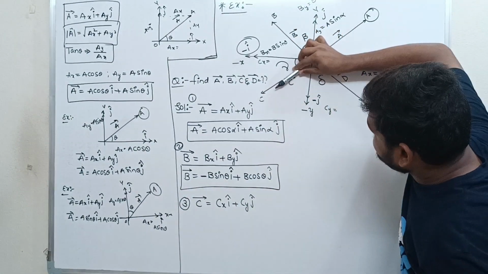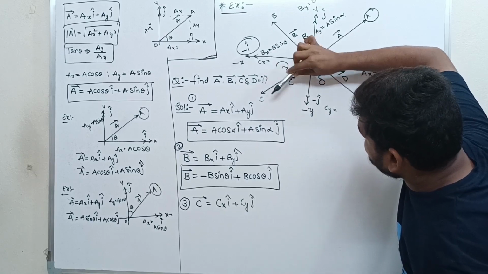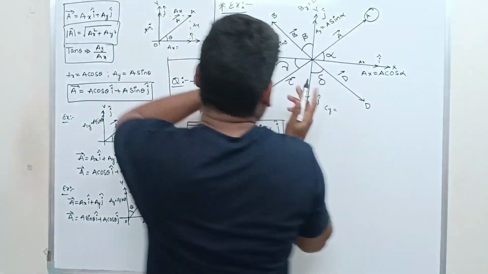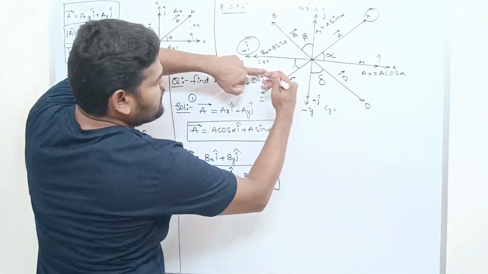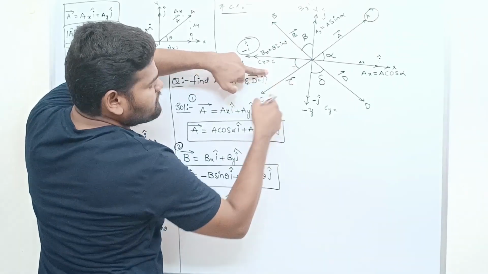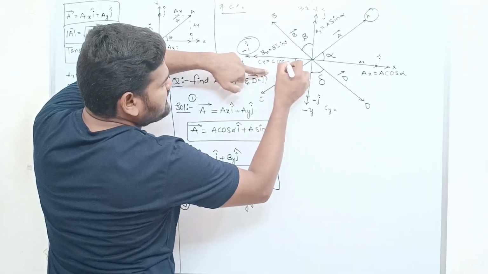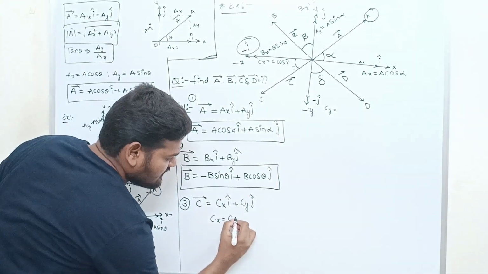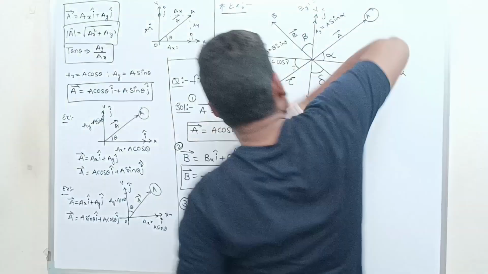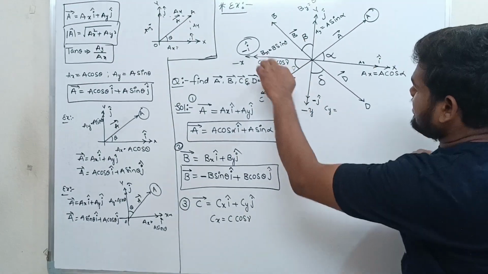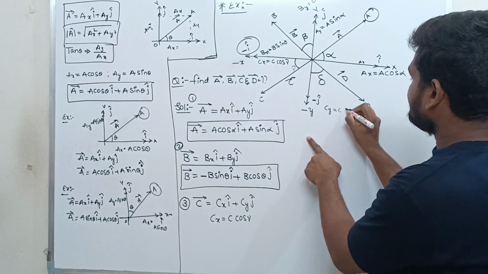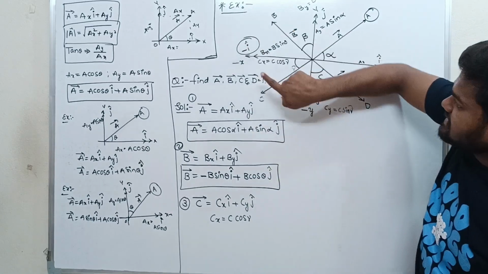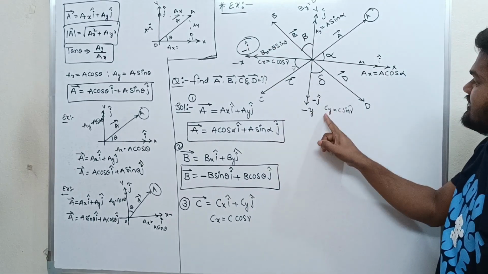For that, what we have to do? Just rotate this C bar vector towards an angle theta. In place of theta, we have gamma. So along the theta side, you will get the magnitude of the vector into cos theta. At the place of theta we have gamma, so Cx is equal to C cos gamma, and perpendicular to this, Cy is equal to C sin gamma. So along the theta side, C cos gamma, and perpendicular to this, C sin gamma.